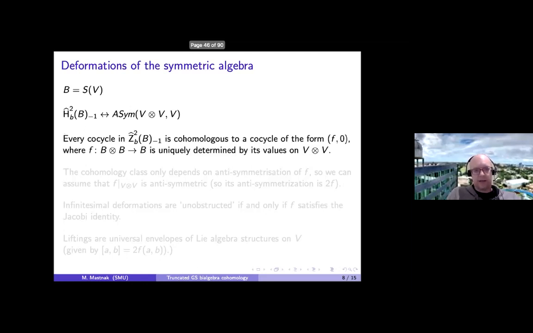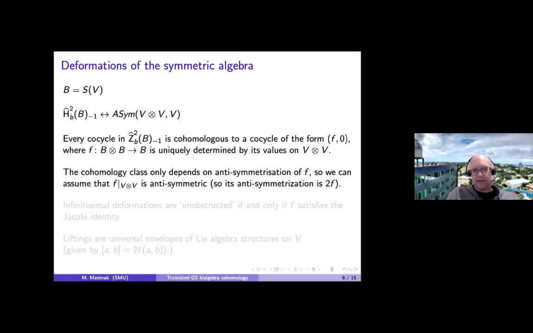Even more precisely, every cocycle will be cohomologous to a cocycle of the form (f, 0), where f will be uniquely determined by its values on V tensor V. And the cohomology class of this f will only depend on the antisymmetrization of f. So might as well assume that you started with an antisymmetric one to begin with. So its antisymmetrization will then just be 2f.